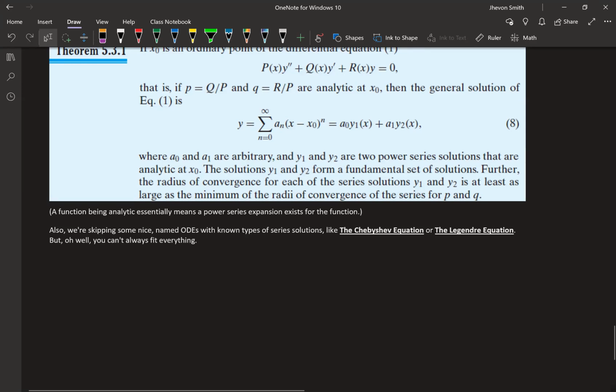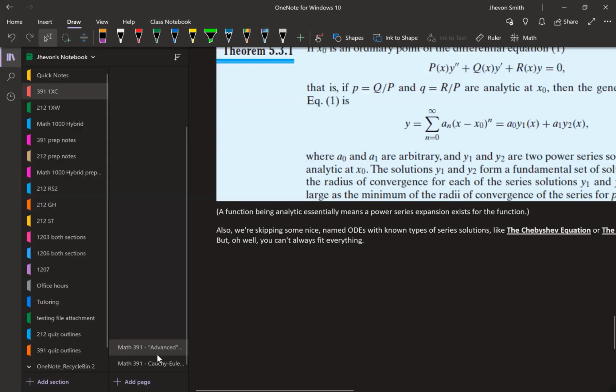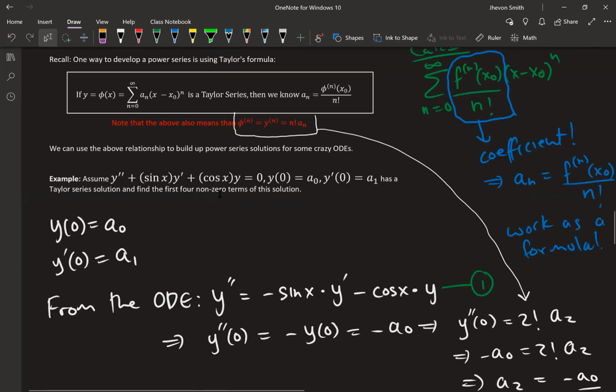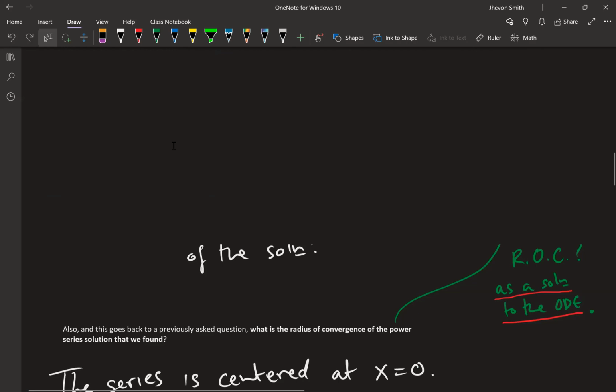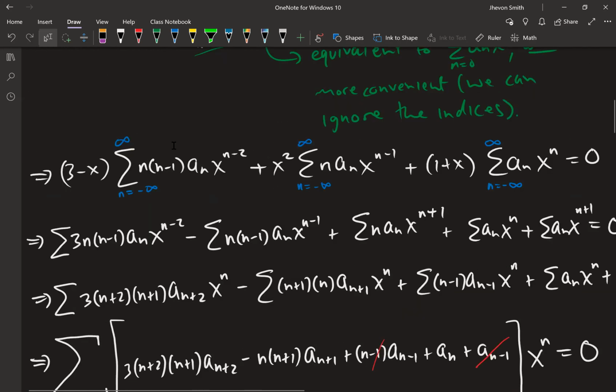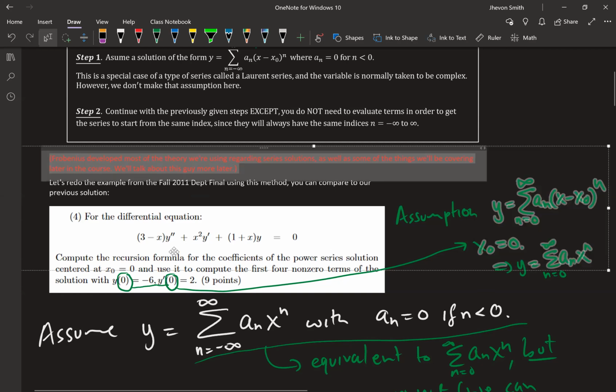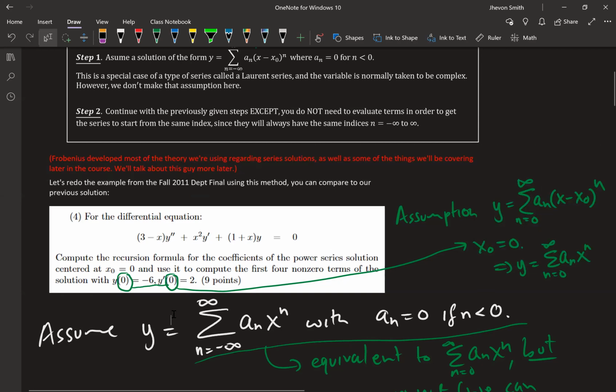What you need to know about power series solutions is basically what I've been doing. So being able to solve a situation like what we did here, by knowing what assumption to make for your series, plugging that in, shifting the powers, and coming up with a recursion formula to find the coefficients. That's what you really need to know from this section.